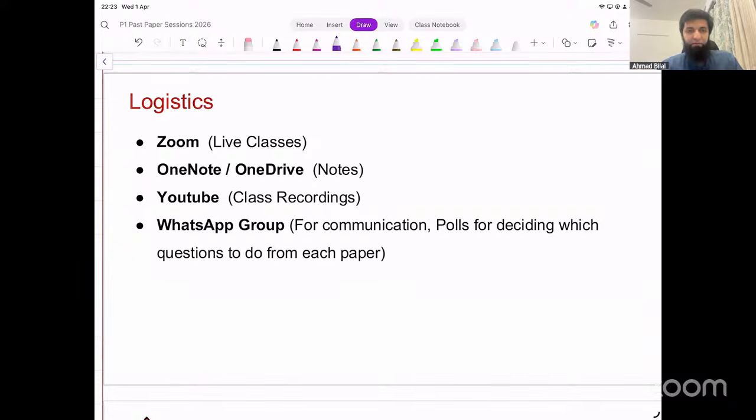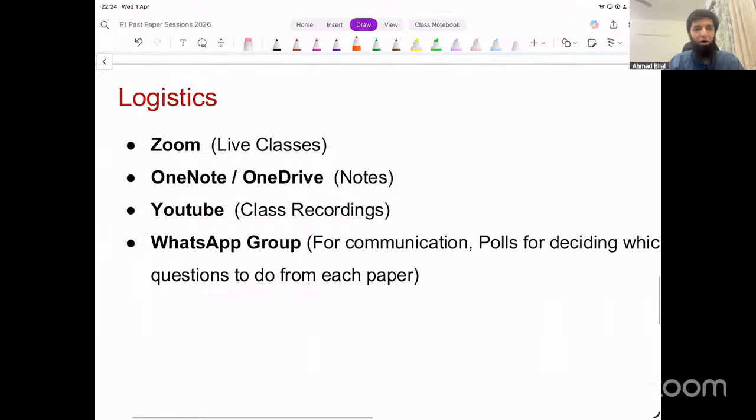Some logistical things, first of all, there are different tools that you will need to use throughout the course. Number one is Zoom. We are going to have all our live classes on Zoom. You'll have the links shared in each group separately. For today, it's the same link for all the different groups, but from the next class, inshallah, all the different groups that we've got for P1, P3, M1, and S1 will receive their individual links for the classes.